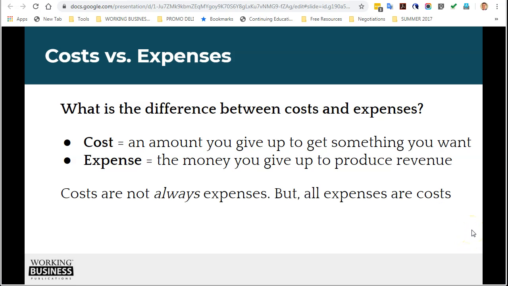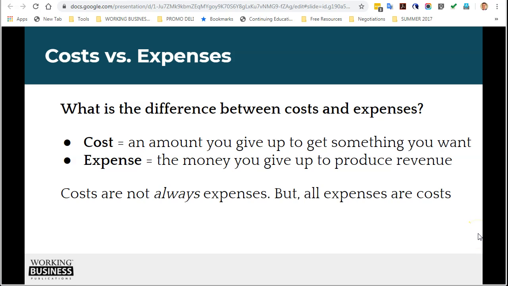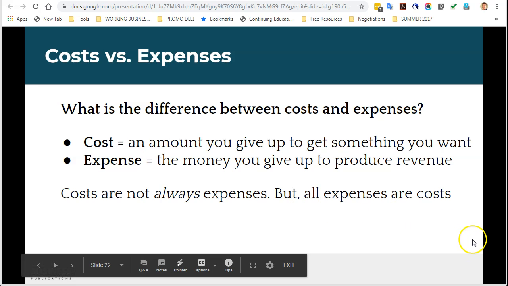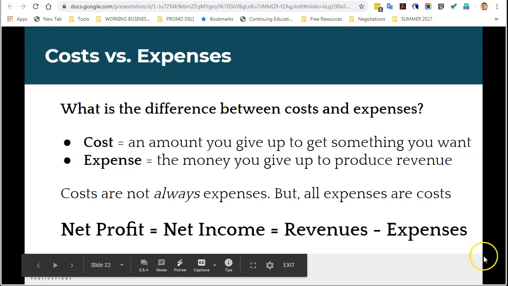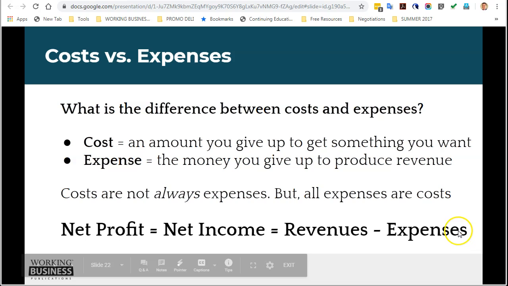Costs are not always expenses, but all expenses are costs. So this is a good way just to remember the difference. Okay? So costs don't become expenses until you actually pay money. Net profit equals net income, which equals revenues minus expenses. Okay.